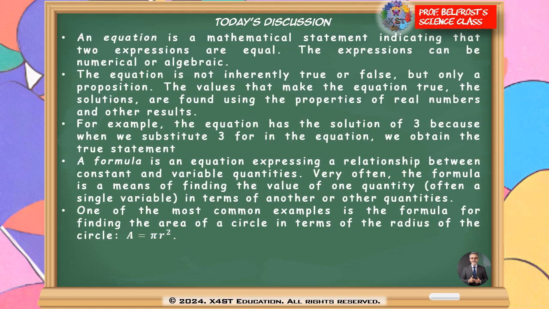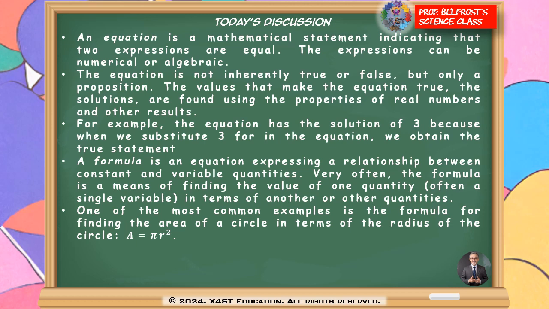Now we're moving to another term, which is equation. An equation in algebra is a mathematical statement indicating two expressions are equal. The expressions can be numerical or algebraic, no matter which one. An equation is not inherently true or false. We cannot say that this equation is true or false, but we need to know which value is used to solve the equation to know its truth value, because an equation is basically just a proposition. The values are what make an equation true or false.